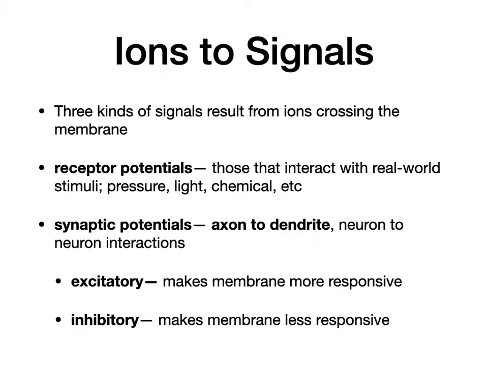But there's also synaptic potentials. So the ones that connect axons and dendrites, right? The ends of one neuron with the beginnings of the next one. So neuron to neuron. And there's two kinds there. There's excitatory, which makes the membrane more responsive. So, hey, this cell should probably wake up and do something, says the excitatory communication. And then there's inhibitory, which says, hey, this cell doesn't need to react to the things that are happening around it. And again, there are ways that we can describe how that happens.